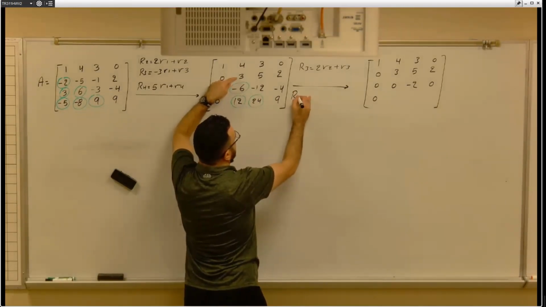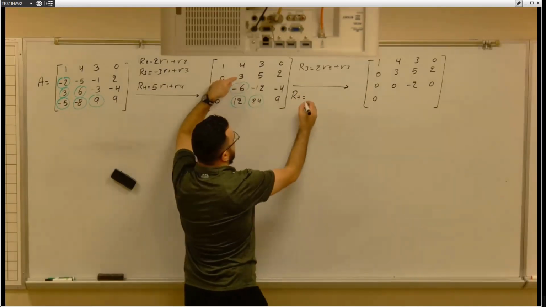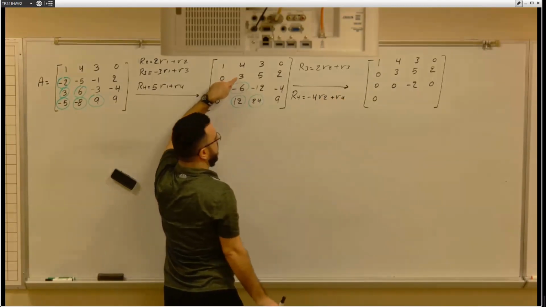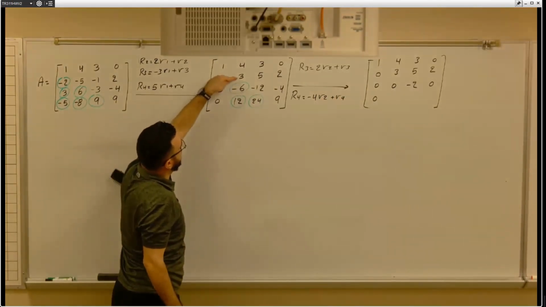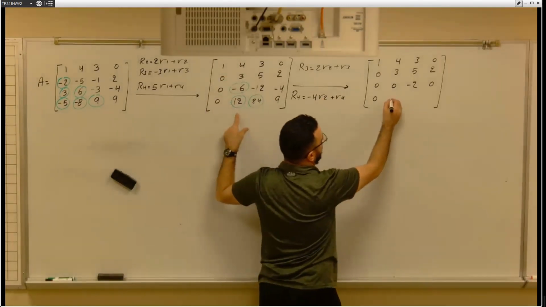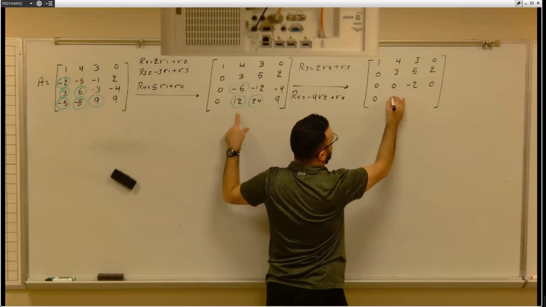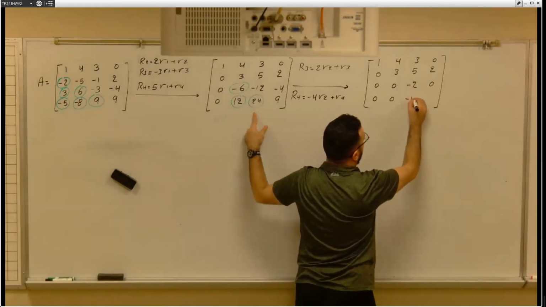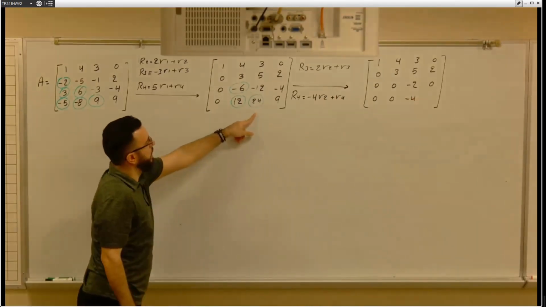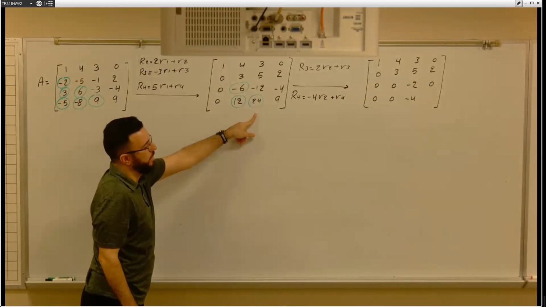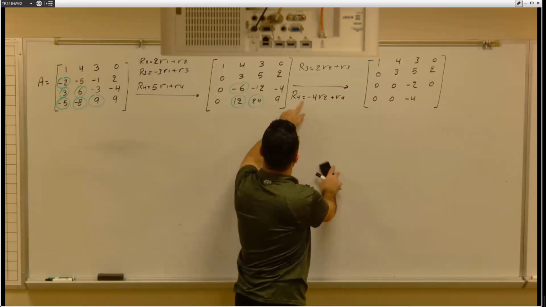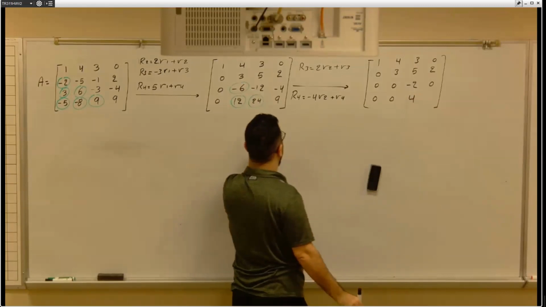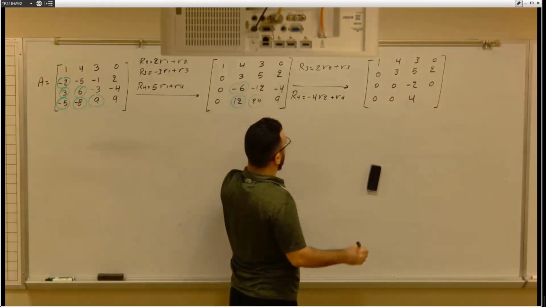So R4, I'm going to multiply by -4. That means -4 times R2, and you're going to add R4. -4 times 3, -12, plus 12, 0. -4 times 5 is going to be -20, plus 24, -4. Is that right? No, it's 4. Because -4 times 5 is -20, plus 24 is going to be 4. And -4 times 0 plus 9 is going to be 9.